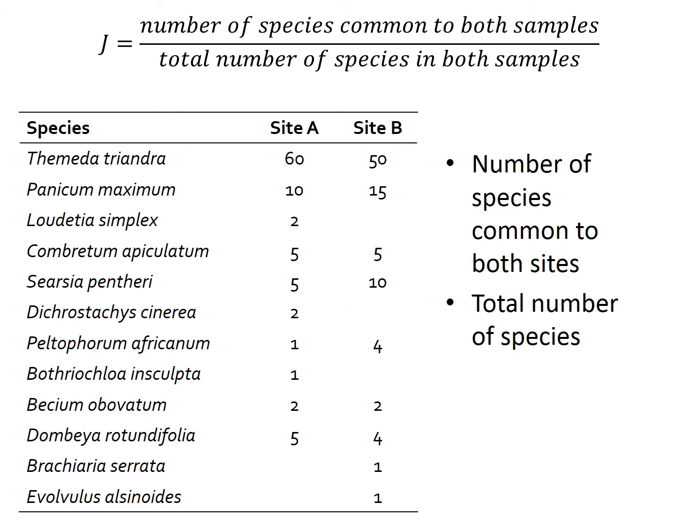Here is a real-life example. So this is showing us Site A and Site B, and these are plots surveyed in the Magaliesberg. And I want you to take a second and look at this and think how you would calculate the number of species common to both sites and the total number of species. So pause here and have a look at that.